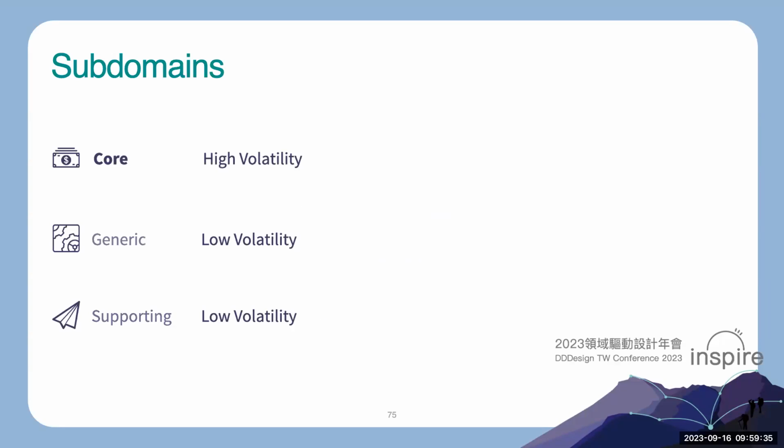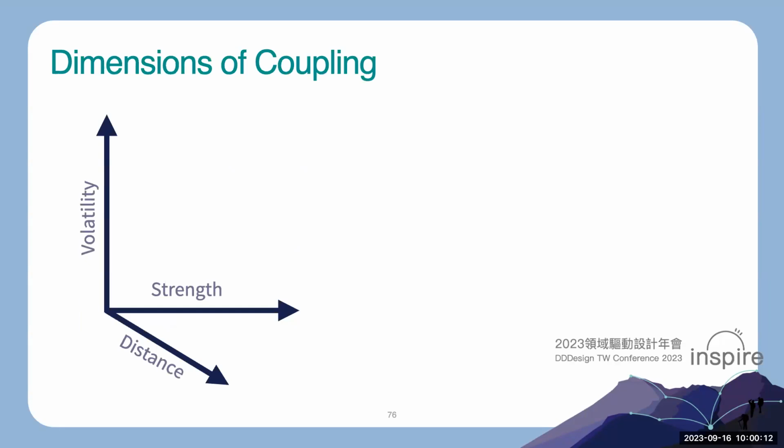And that means that from a volatility perspective, core subdomains are going to change the most. Business is interested in changing them frequently to optimize their business offering, to increase their competitive advantage, and ultimately to increase the company's profits. So when evaluating the effects of coupling in a software system, it's important to also analyze the subdomains at play and how they are going to affect the volatility rates of the coupled components. And overall, these are the three dimensions that describe the nature of coupling between two or more connected components.